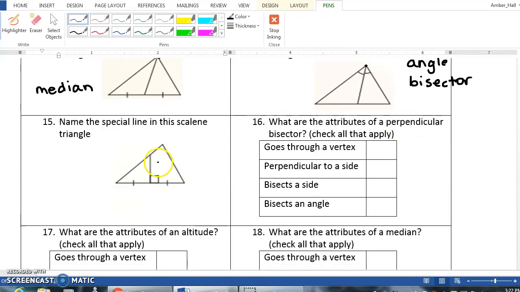Number 15. Another special line. This time it is perpendicular to the side. It does not go through the vertex, but it does bisect the opposite side of the triangle. Therefore, I know it is a perpendicular bisector.